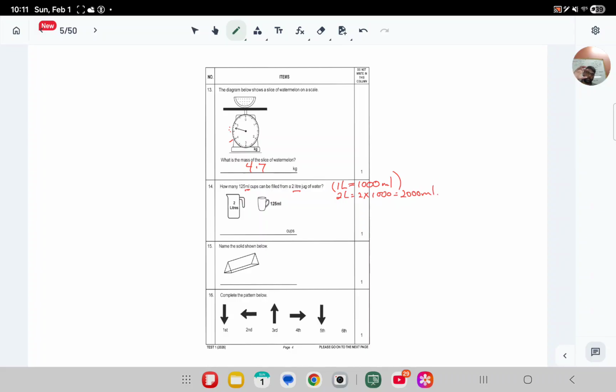If you want to find out how many of something there are in another, we need to divide. Alright, so to find out the number of cups, it would be the 2000 milliliters divided by 125 milliliters. And that will give us 16 cups. Alright. Number 15, name the solid shown below. Well, this is simple. We have a triangular prism.